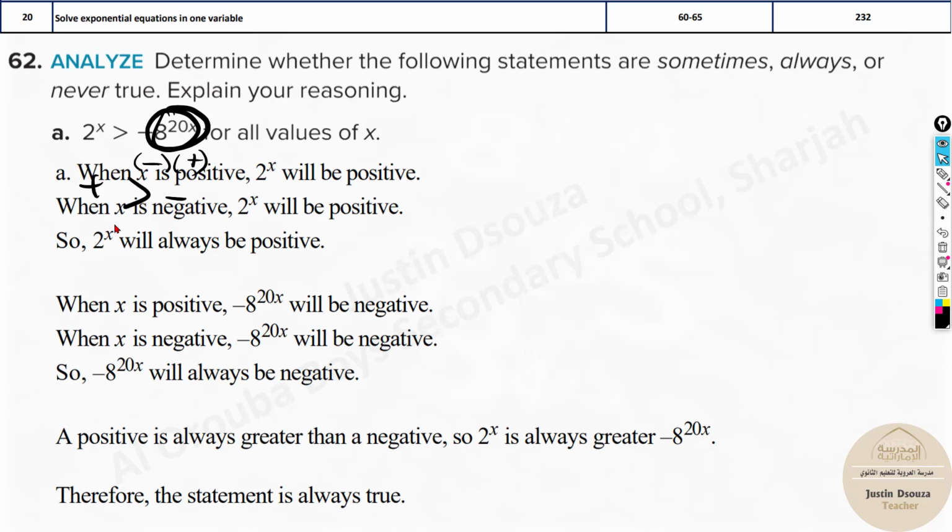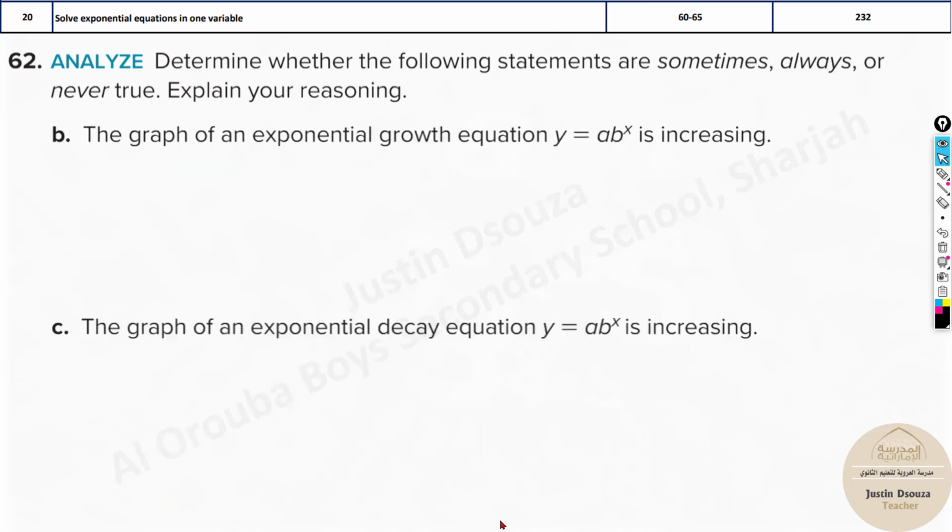Why? Because 2 to the power x will always be positive. Here, this part will be positive. 80 times 2 to the power x will always be positive. But this minus sign is there, so it will be negative, always negative. This part is always positive, but minus is multiplied, so it's always negative. So, yes, 2 to the power x will always be greater than this other term. Always true.